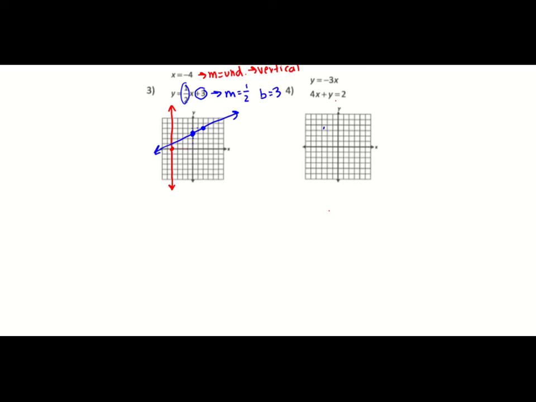I can see where those lines intersect. So when I look at the intersection point right here, I'm going over 1, 2, 3, 4. My solution, my x is a negative 4. And my y is positive 1. I went up 1. So my solution to this system of equations is negative 4, 1.